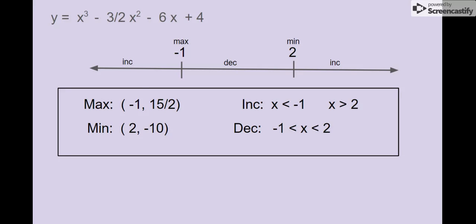So we'll take a look at another one. It's just a little bit different, but similar ideas in the next video. And then it'll be your turn to practice a little bit.